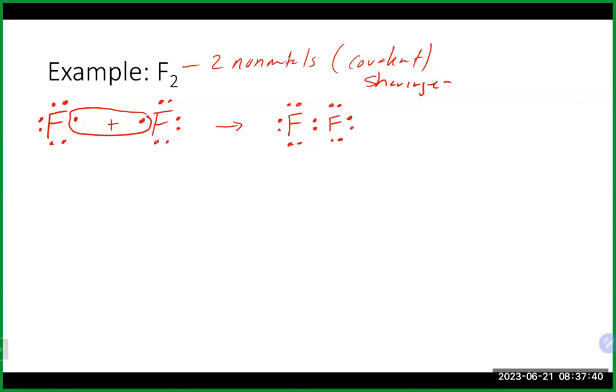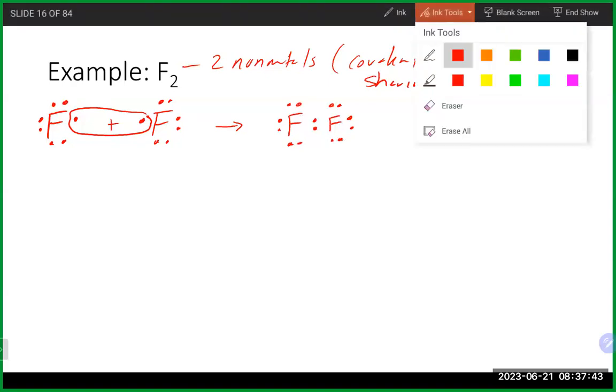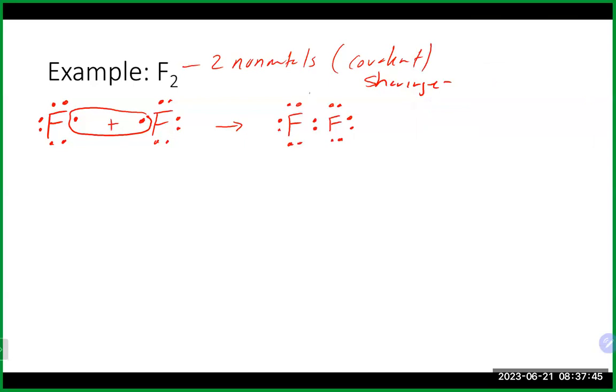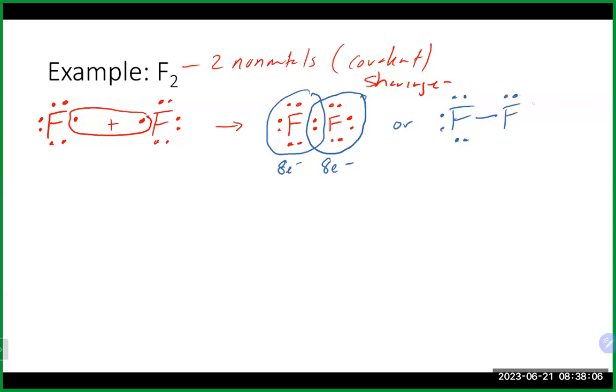And when we look at this, we can see that these electrons in the middle count for the fluorine on the left, which means he ends up with 8 electrons. We could also count those 2 electrons for the fluorine on the right, which means it ends up with 8 electrons. We could also show this by showing the bonding electrons that are being shared as a line. So this also can represent that as well.